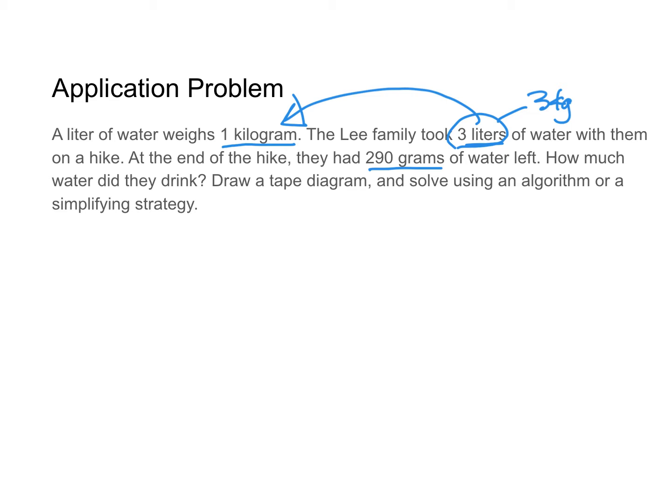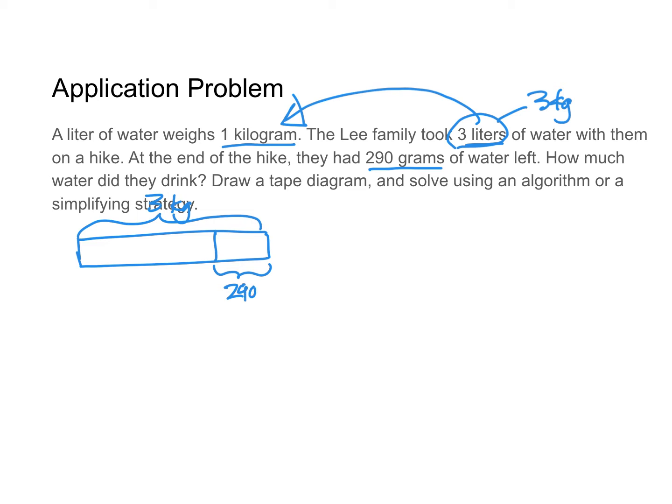At the end, they had 290 grams of water left. So we've got our tape diagram. We know how much they started with, which would be our total, correct? They started with 3 liters or 3 kilograms of water. At the end of the hike, they had 290 grams left. So what we need to figure out is, how much water did they drink? I'm going to put my kilograms into grams. I think that will be the easiest.